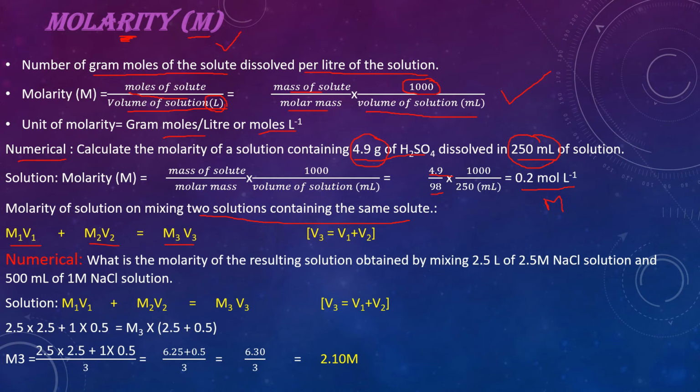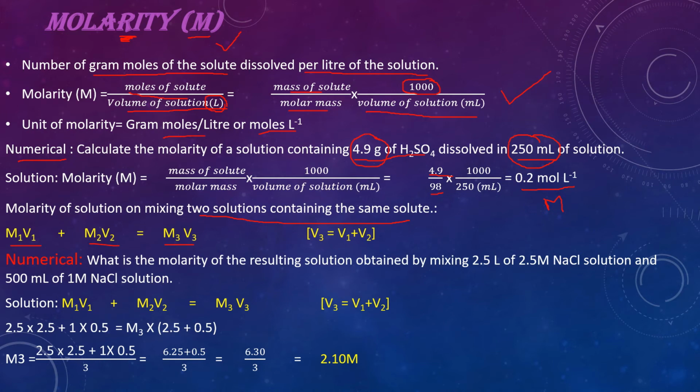Now m1 is the molarity of the first solution, volume of the first solution v1. m2 is the molarity of the second solution, volume of the second solution is v2. m3 is the molarity of the resulting solution and v3 is the total volume of the solution, that is v1 plus v2. Now I am taking a numerical based on this.